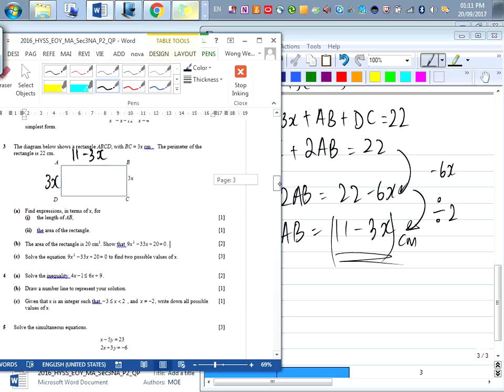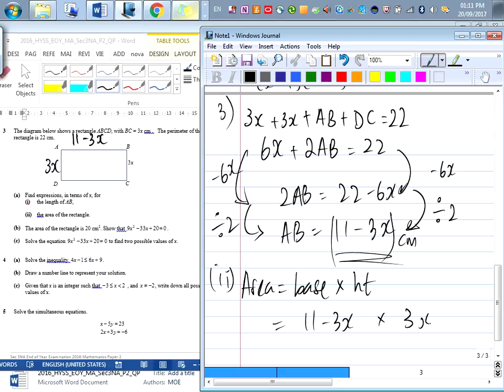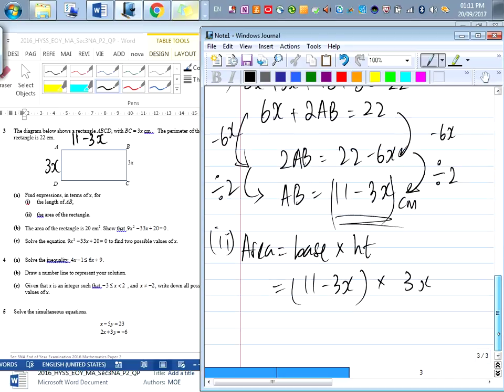So what is the formula for area? Area equals to base times height. So what is the base? 11 minus 3x times 3x. Can I write it like this? Cannot. I need to have the brackets. Like that. So simplify. I will get negative 9x squared plus 33x. Okay, yes. Square centimeters.